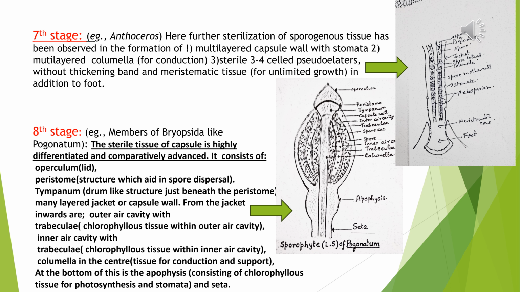Then on the outer side, many-layered jacket or capsule wall. From the jacket inwards are outer air cavity with trabeculae, that is the chlorophyllous tissue within the outer air cavity. Then the inner air cavity, inner to outer air cavity. Inner air cavity is also with trabeculae. In the center is the columella. Columella is for conduction and support. At the bottom of this is the apophysis, which consists of chlorophyllous tissue for photosynthesis and stomata. And lastly at the bottom is the seta.